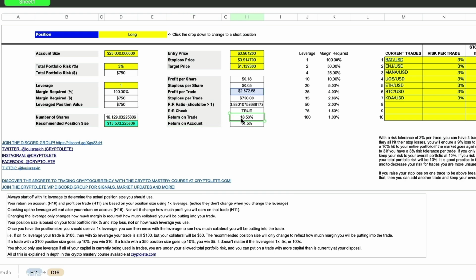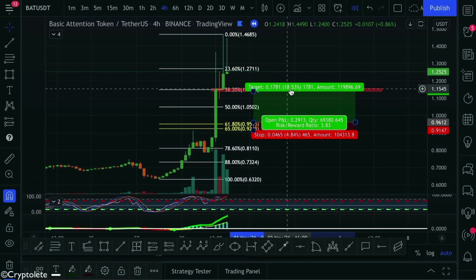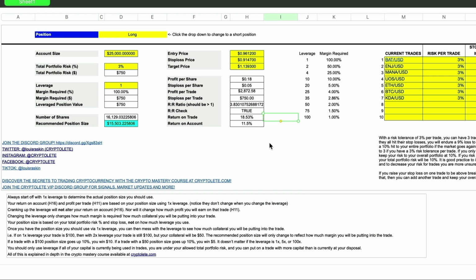Let's check TradingView real quick. You could see 18.53 right there, so that's your take profit. That's really good. And so when you input the entry price, the stop loss price, and the target price, this right here, recommended position size, auto populates.